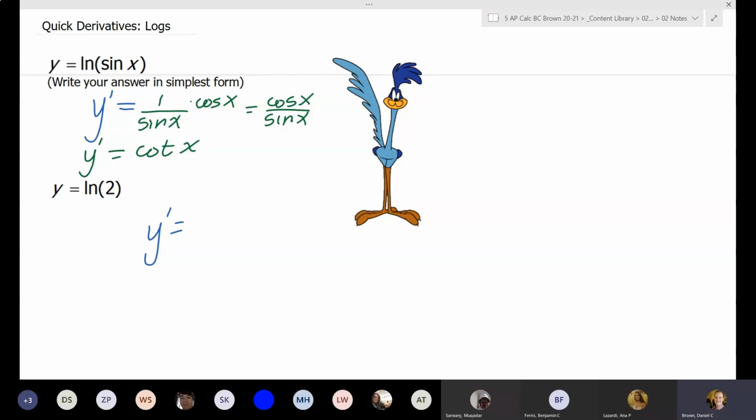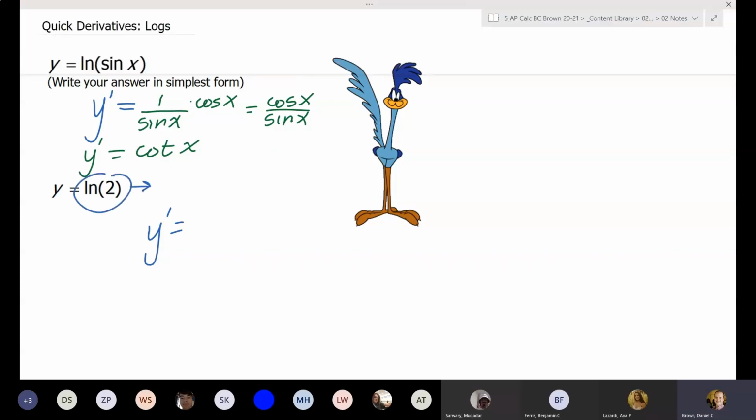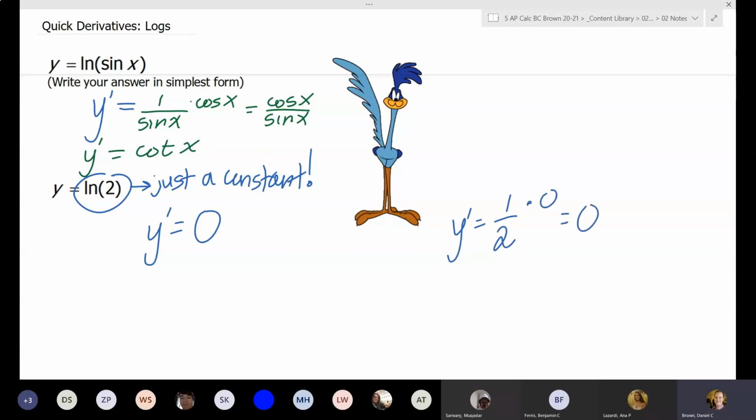The second one's kind of a trick question because if you look at it, the natural log of 2, there is no variable here. This is just a constant. And we know that the derivative of a constant is always 0. So you would say y prime is equal to 0. Of course, if you did the long way, you would have still gotten 0 because you would have said 1 over the inside times the derivative of the inside. The derivative of 2 is still going to give you 0. So kind of a long way to do it, or the short way, just recognizing that as a constant.